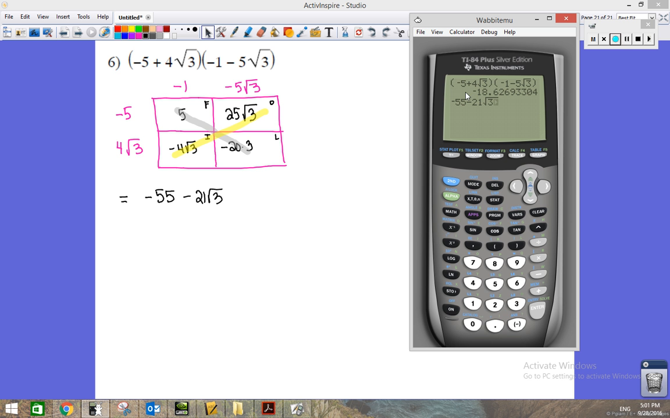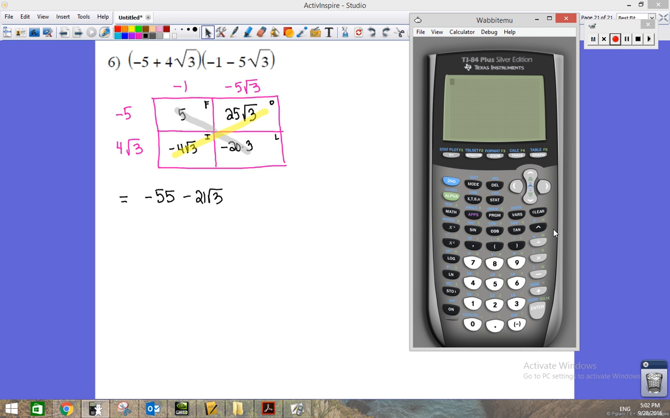Let's see if we get the same thing. Now, in the last problem, I keyed in the original problem wrong. So let's double check. Negative 5, 4 radical 3, negative 1, minus 5. I think I've keyed it in correctly this time. Check and see if I keyed this in correctly. I keyed it in as negative 55 minus 21 times the square root of 3. I can't believe that I have made another silly type of mistake. So let's see if we can't find my error.